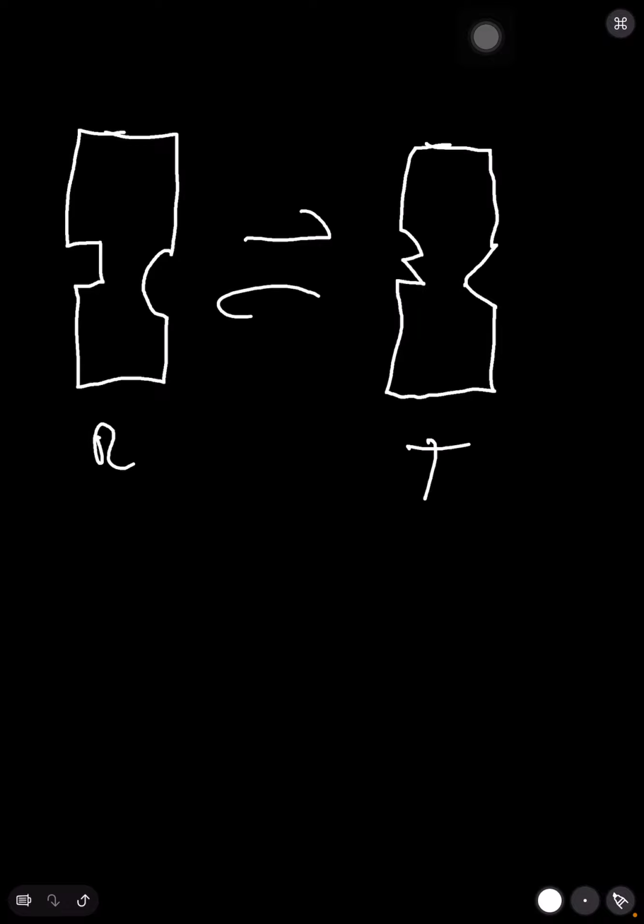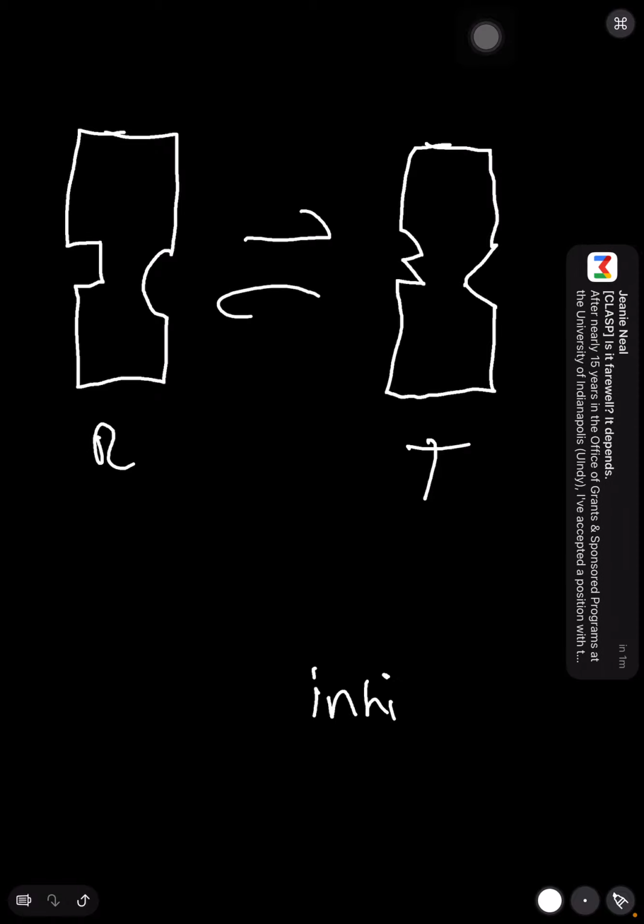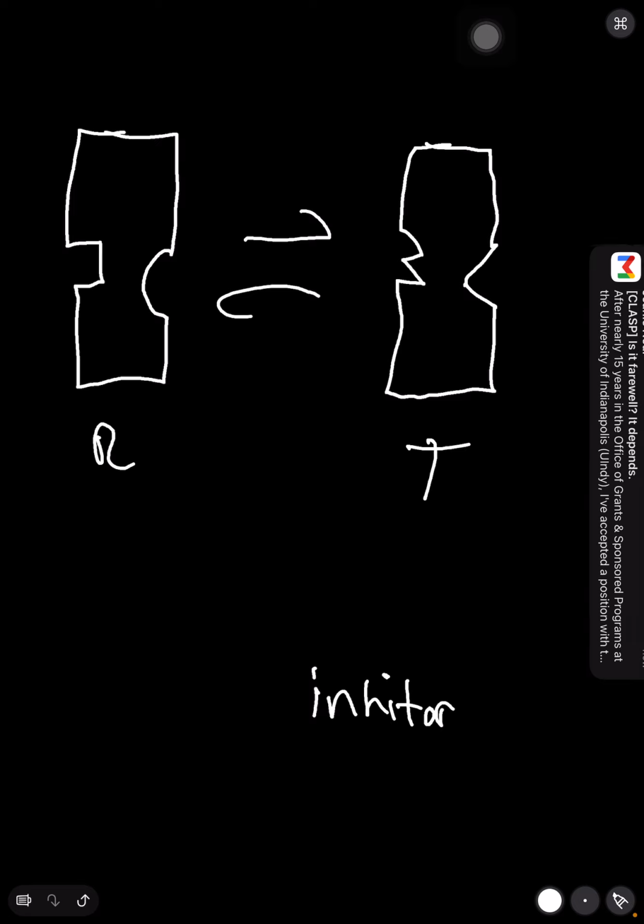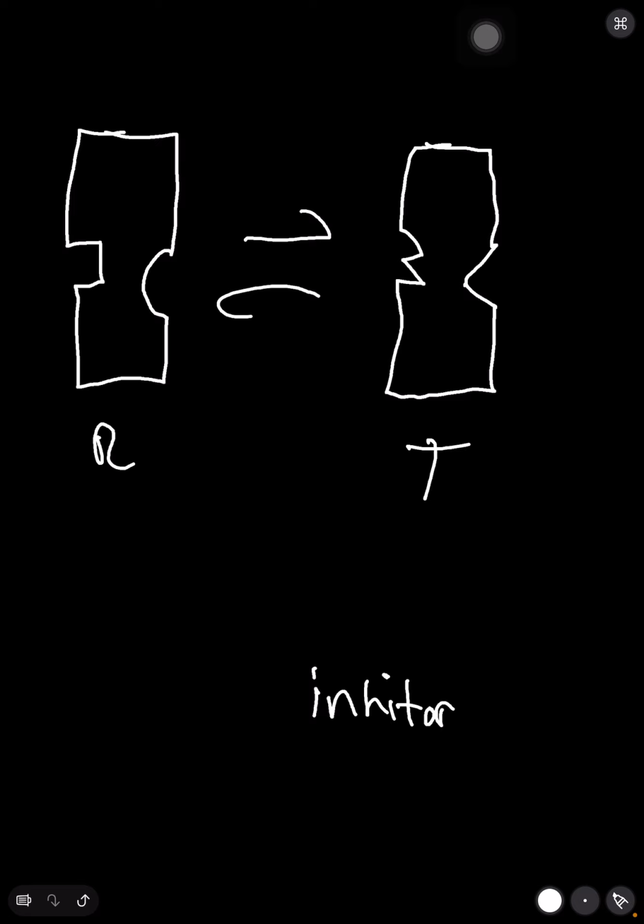All right. What about an inhibitor? An inhibitor is going to make the enzyme less active, right? It's going to have negative cooperative effects. Well, what does that mean? What's the inactive form? What's the part that doesn't like to react? That's the T form, right?